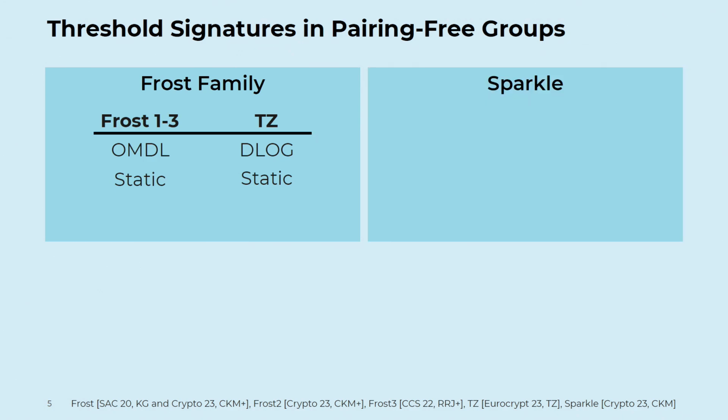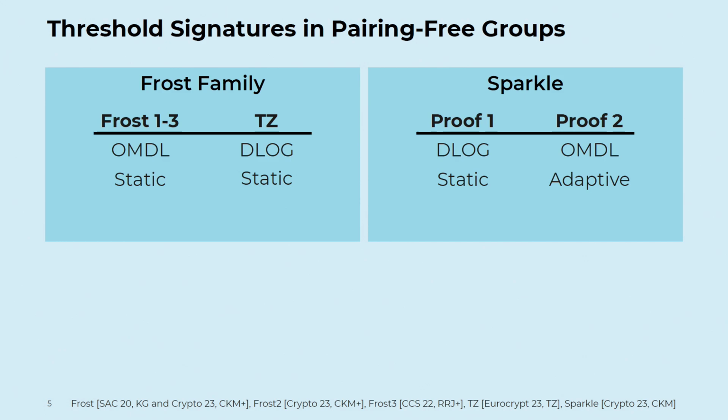Now, in the static setting, there was a work last year at Crypto, Sparkle, and Sparkle comes with 2 security proofs in the random oracle model. The first one is for static security from D-log, and the second one is now for adaptive security based on this interactive one more D-log assumption. Okay, so that's the first caveat of this proof. It relies on this interactive assumption.